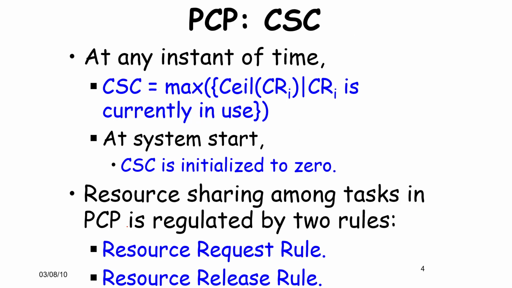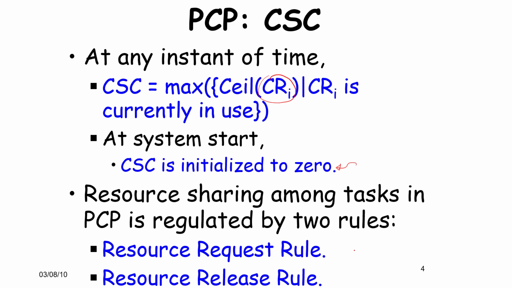So the main idea of PCP is the current system ceiling or CSC, which is basically the maximum of the ceiling of all the resources where these resources are currently in use. That's the most important thing over here, that the resources have to be currently in use. So at the time of the system initialization or system start, no resource is in use. That's the reason the CSC is initialized to 0. And gradually it increases and decreases, and again when no resources are in use, the CSC is 0.